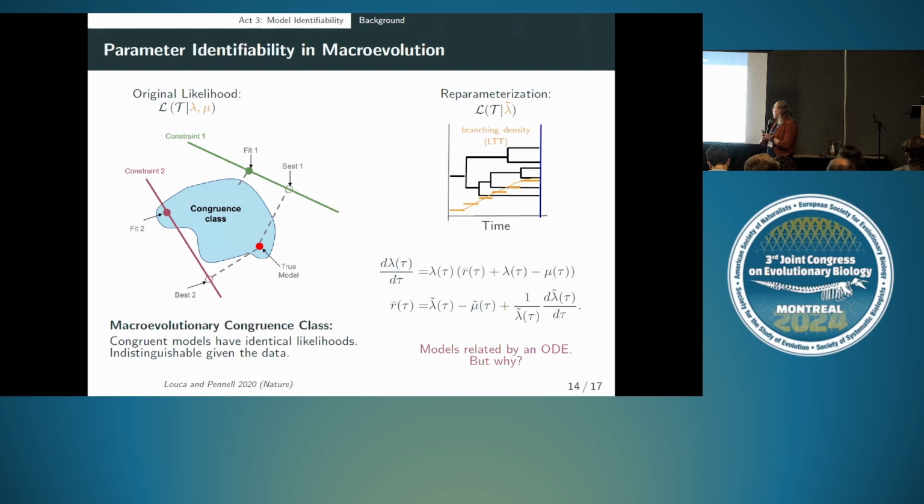I'm happy to talk about this more, but the point that I wanted to get to is that the whole relationship between these congruent models that we can't pull apart is described in terms of a differential equation. And this always nagged me. This is really an interesting result, but this differential equation is super opaque. Why are these the same? So I wanted to ask, what can tree size tell me about why certain models are unidentifiable?